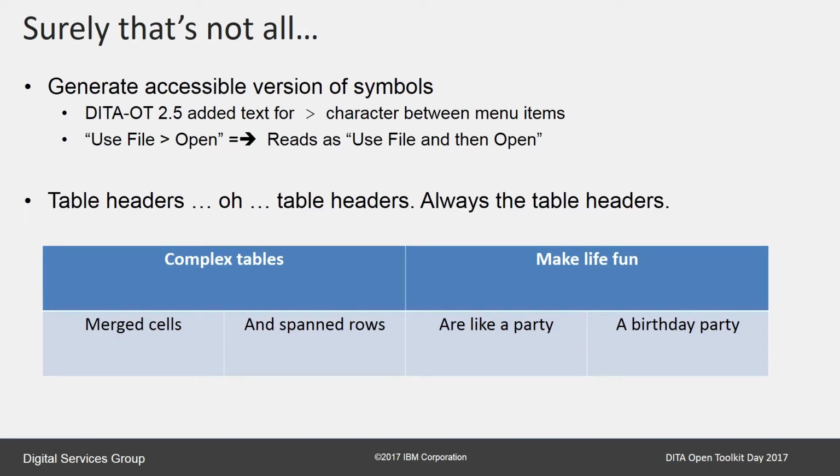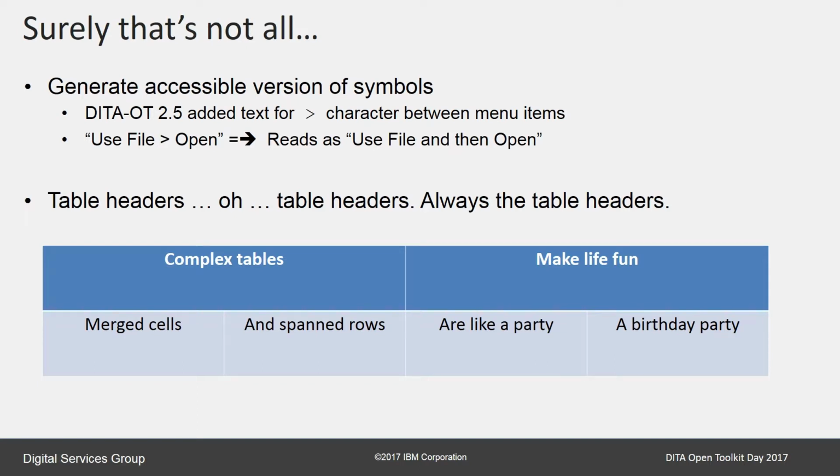We do generate accessible versions of symbols as well. This was added in 2.5 at the request of Bob Johnson, who couldn't make it here, but he's talked a number of times at conferences about DITA and accessibility. The little caret, the right angle bracket that we use for the spacer between menu items, like file open, we now have the accessible text on top of that, so that your screen reader doesn't read it as file right bracket open, which is not particularly helpful.